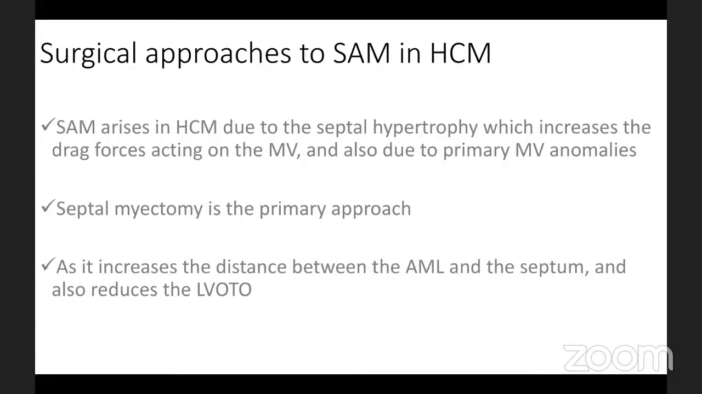So SAM arises in hypertrophic cardiomyopathy due to septal hypertrophy, which increases the drag force acting on the mitral valve, and also due to primary mitral valve anomalies. Septal myectomy is the primary approach in patients with hypertrophic cardiomyopathy, as it increases the distance between the anterior mitral valve leaflet and the septum, and also reduces the LVOT obstruction.